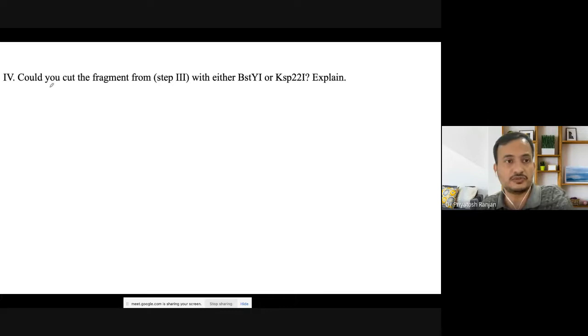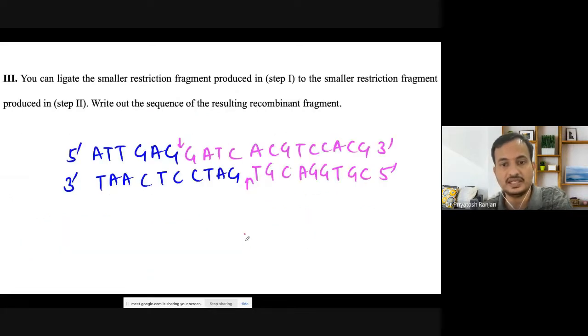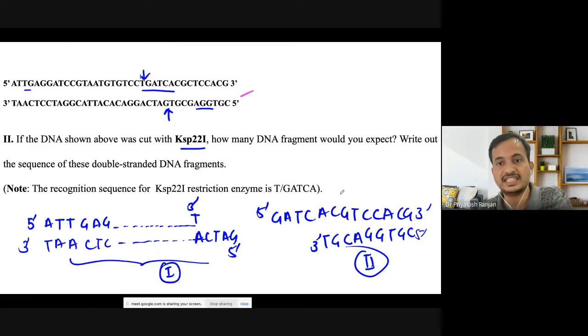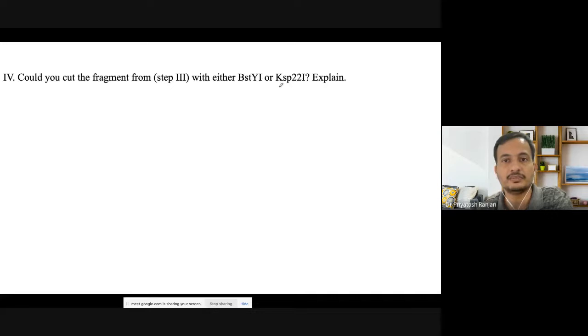Could you cut the fragment? The fourth question is, could you cut the fragment from step 3 with either BSTY1 or KSP221? Let me check. We'll check with KSP221 first. Its recognition sequence is TGATCA, cutting after the first T. So where are those sequences? Can you find it? TGA, TGA, TGATCA. No. So the resulting fragment, I'll not be able to cut it with KSP221.